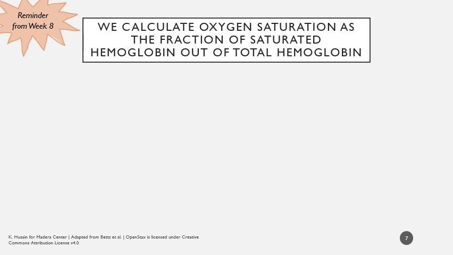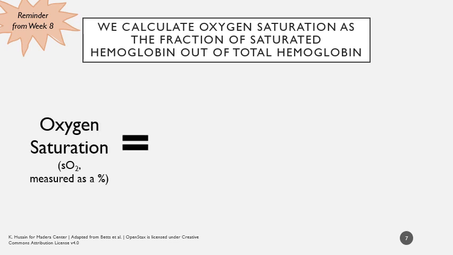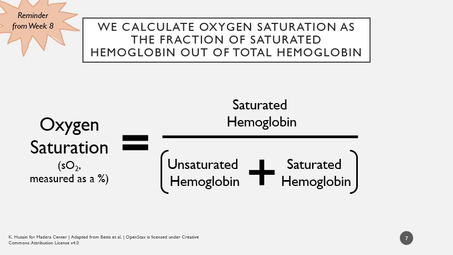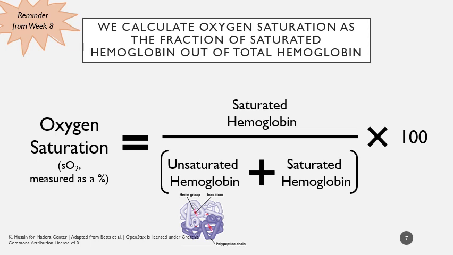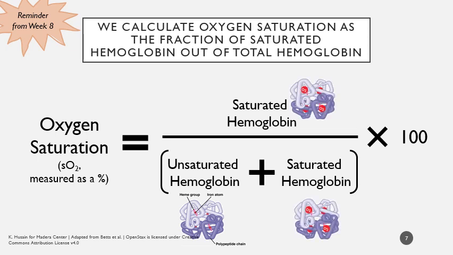So when we're calculating that oxygen saturation of hemoglobin, we measure that as a percentage. You might also see this referred to as SO2. That's referring to the saturation of oxygen, like how PO2 is referring to the partial pressure of oxygen. So again, we're going to take the fraction of saturated hemoglobin and divide it by the total amount of hemoglobin, both unsaturated and saturated, and then we just multiply it by 100 to get a percent. So just to visualize this, that unsaturated hemoglobin does not have oxygen bound to those heme groups within the globin proteins. The saturated hemoglobin do.